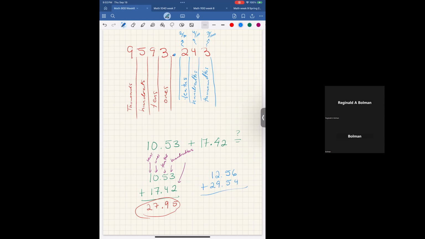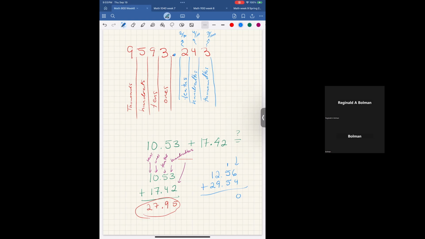Suppose we have an overflow situation where we get a unit of 10, such as right here, where we've got 12.56 plus 29.54. If we are starting with the rightmost column, 6 plus 4 gives us 10. Just like with our ordinary addition process, when you are adding with decimals, as soon as you get to a unit of 10, because you're dealing with factors of 10, your fractions themselves are factors of 10, you can then carry over a 1 to the next decimal place.